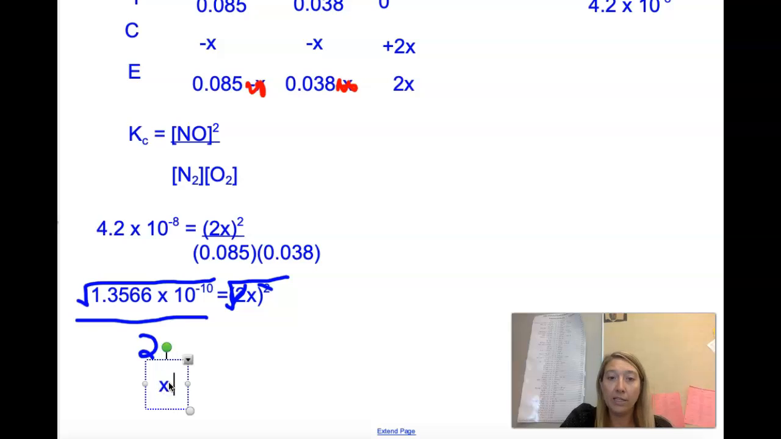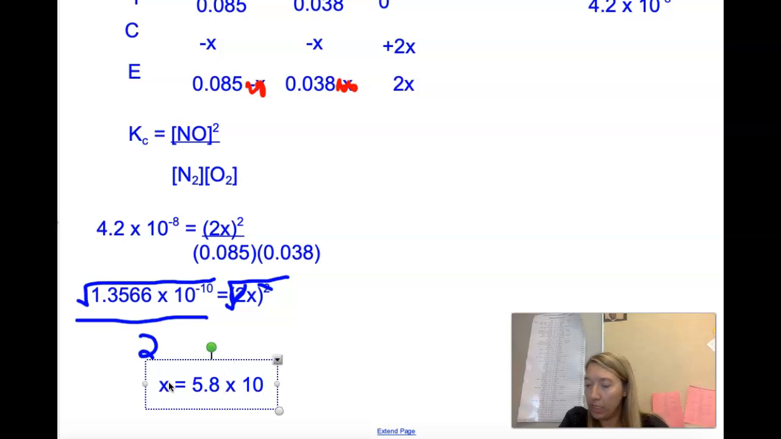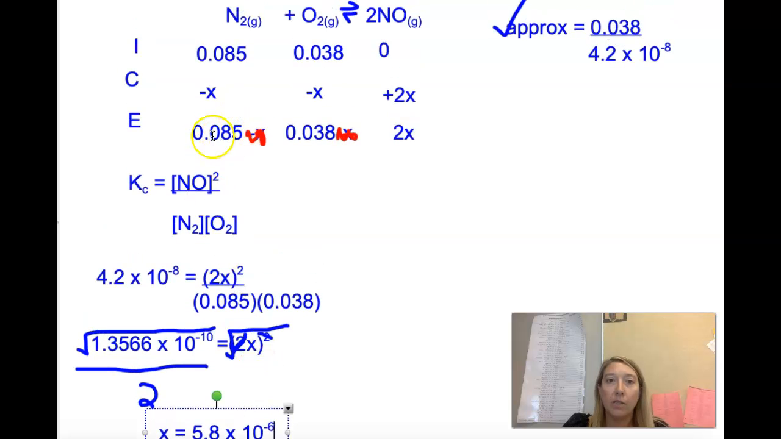If I get an x that isn't very small, then either I've done something horribly wrong or I made a mistake and I couldn't actually approximate, okay? But either way, you've done something wrong. So when I say 5.8 times 10 to the negative 6, that is what I'm getting. Okay, there's more numbers than that on my calculator. I'm just only writing those two because this has 2 significant digits and that has 2 significant digits.